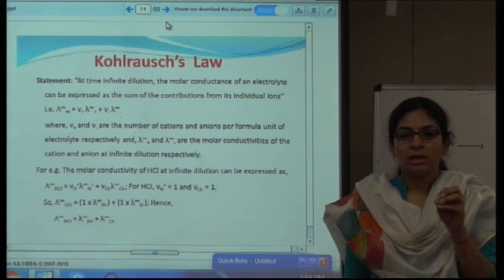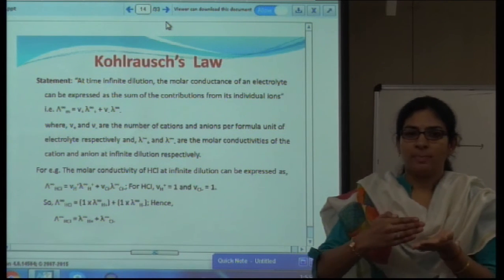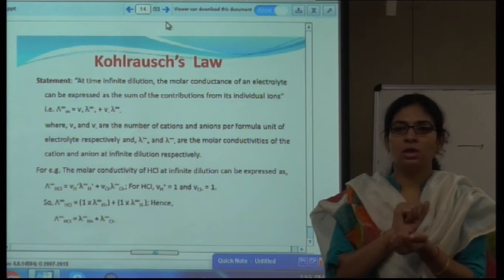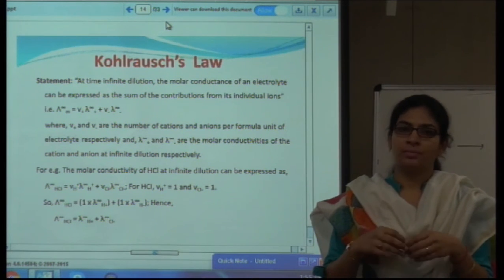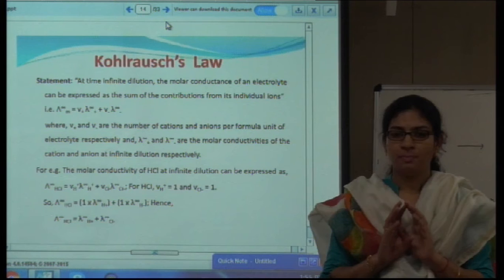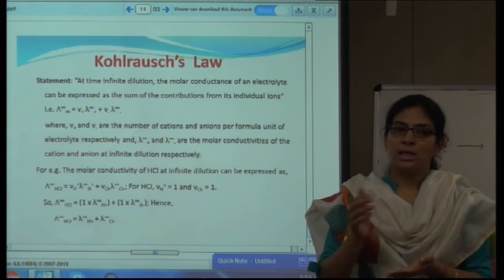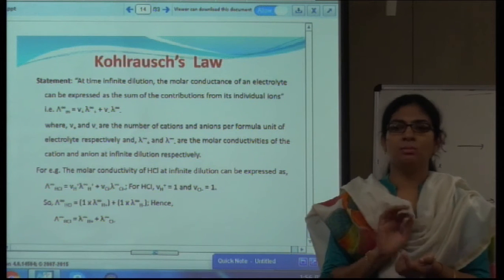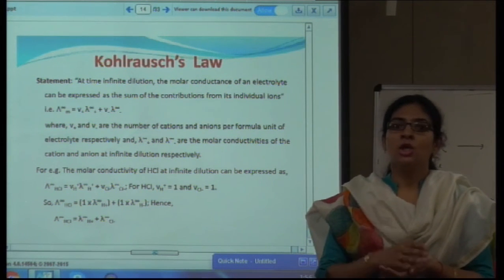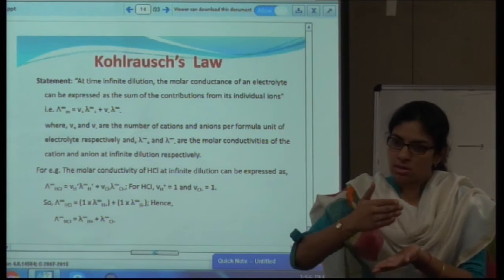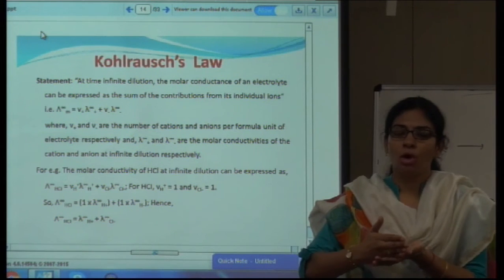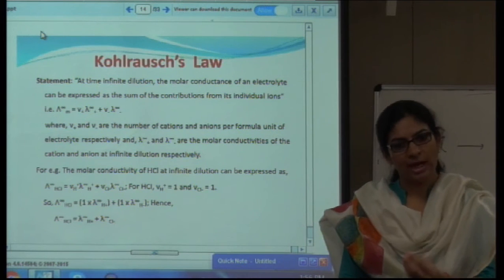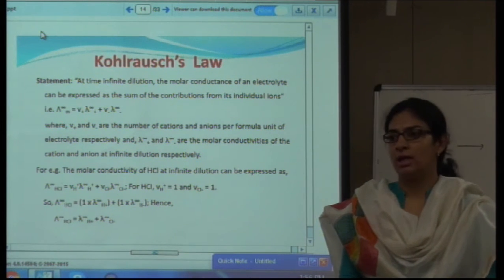See, I tell you, you perform a simple experiment. You take a solution, measure its conductance, dilute the solution, and again measure the conductance. The conductance will increase. Again dilute the solution and measure the conductance. You keep on diluting the solution until you observe that there is no further increase. You will call that point your infinite dilution.